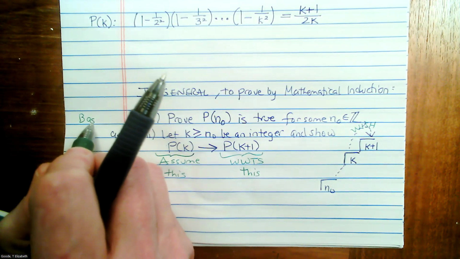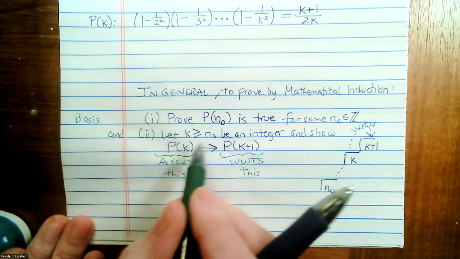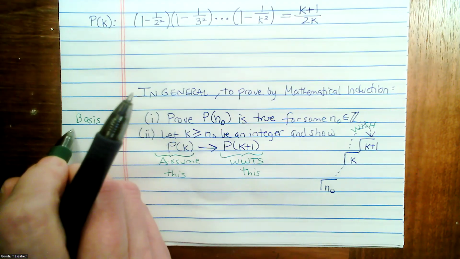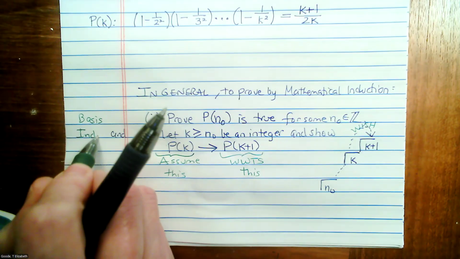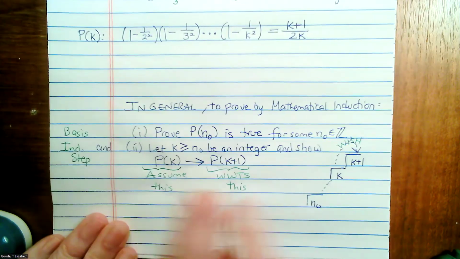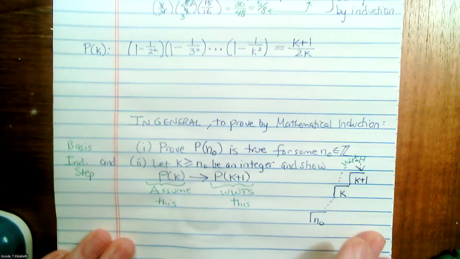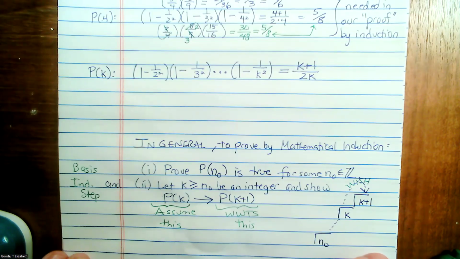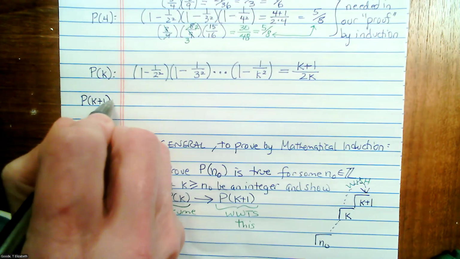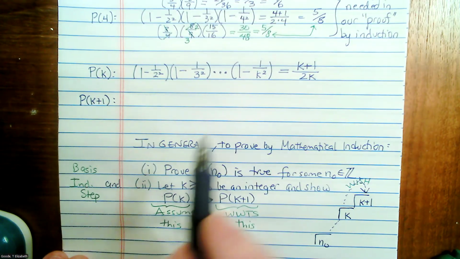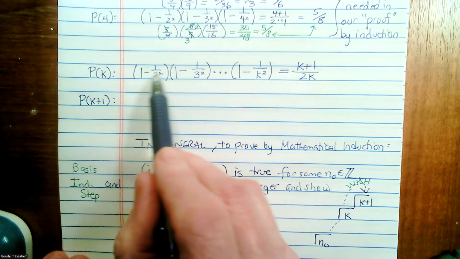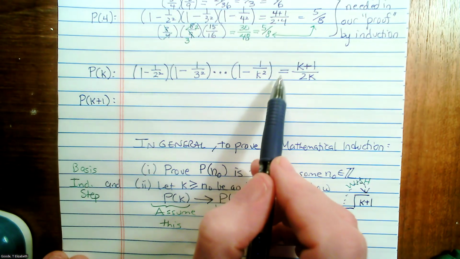So the bottom level value is called the basis. And then this where we prove if P of K, then P of K plus 1 is called the inductive step. So let's just write P of K plus 1 for this particular statement so that we know at least what we would wish. Let's see if we can figure out how to write P of K plus 1. Do you see how it looks a lot like P of K on the left-hand side, except we're going to add one more factor?